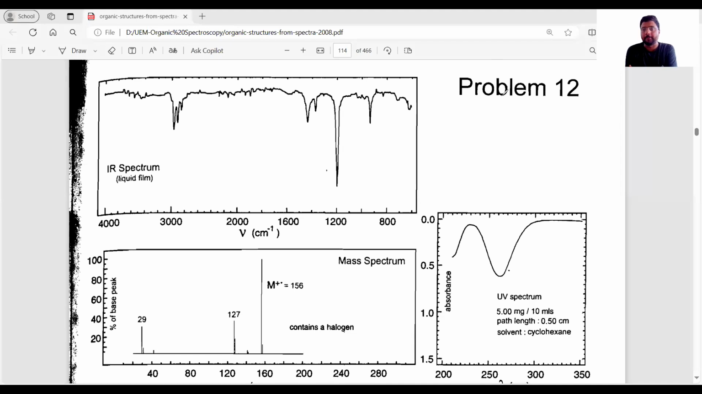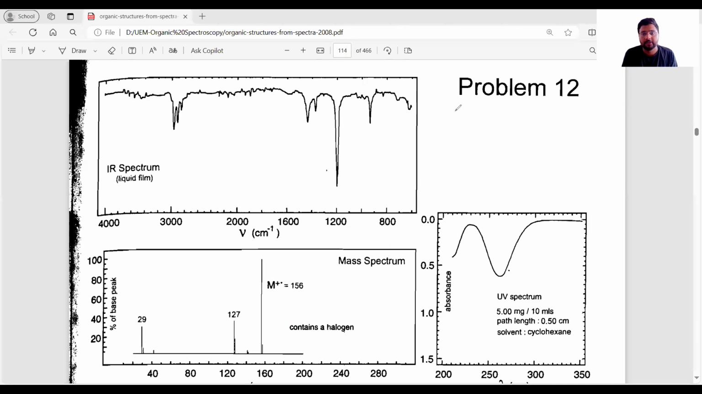Hello, let's discuss problem number 12, a very interesting spectrum. Why interesting? Because if you see the mass spectrum of this unknown compound, he forgot to give you the molecular formula of the compound. So it means we first have to find out the molecular formula of this unknown compound by applying the carbon rule of 13.